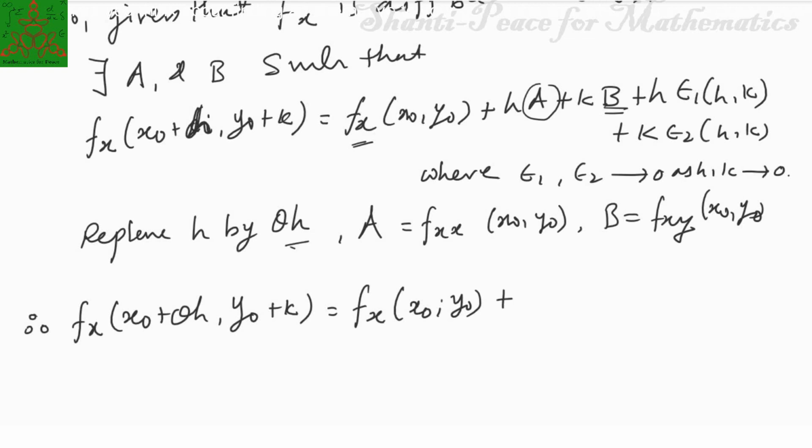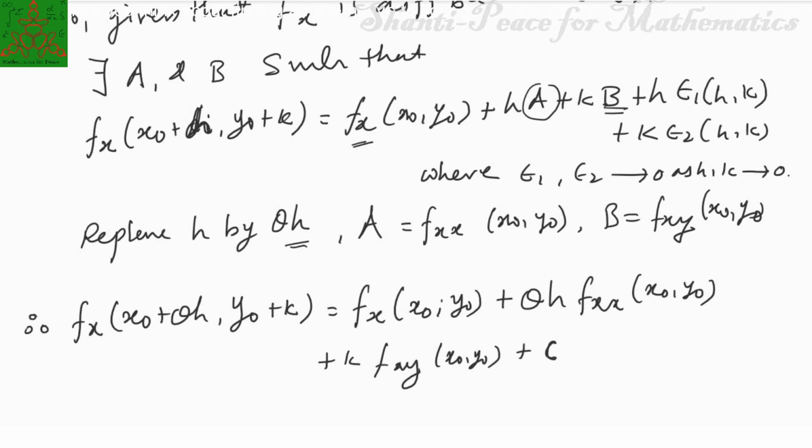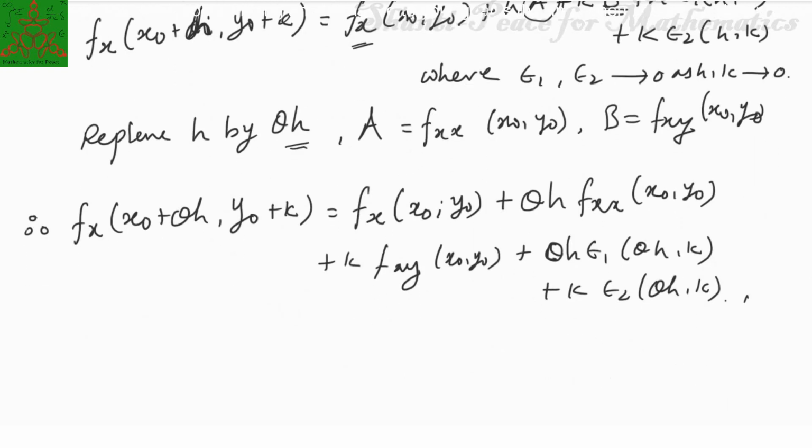Instead of h we have to write down theta h, so that's why it is theta h fxx at x0 y0 plus k fxy at x0 y0 theta h into epsilon 1 theta h into k plus k into epsilon 2 theta h into k, where this epsilon 1 and epsilon 2 tend to 0 as h, k tend to 0, because if the h tends to 0, theta h also tends to 0, so there is no problem with this condition.